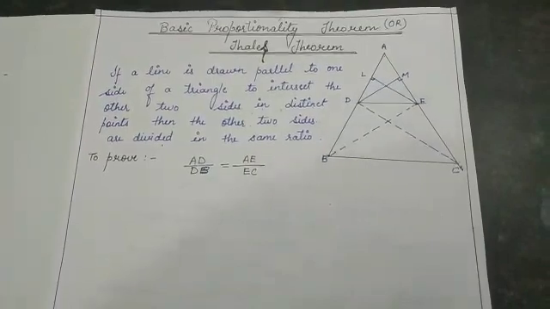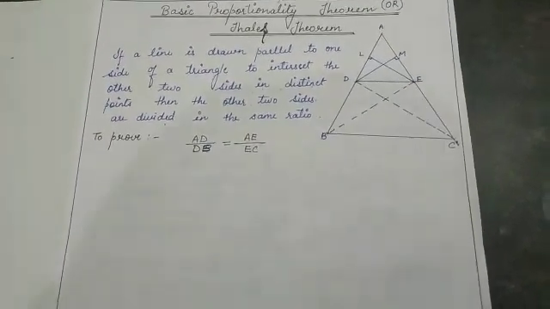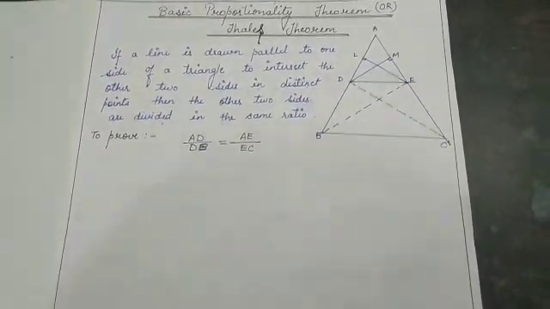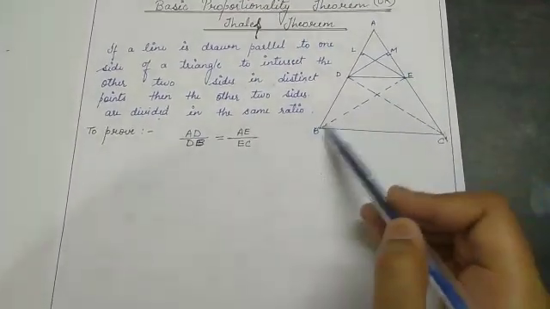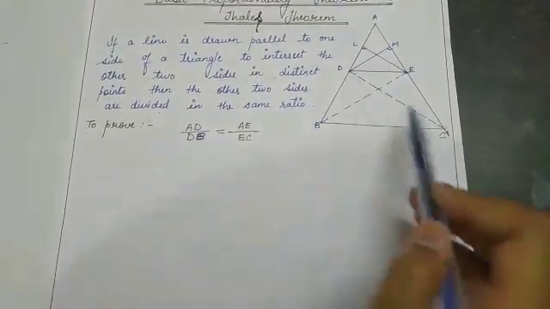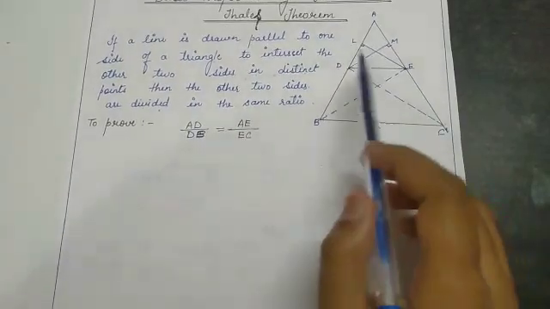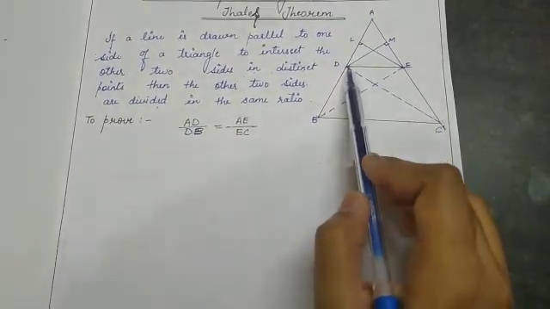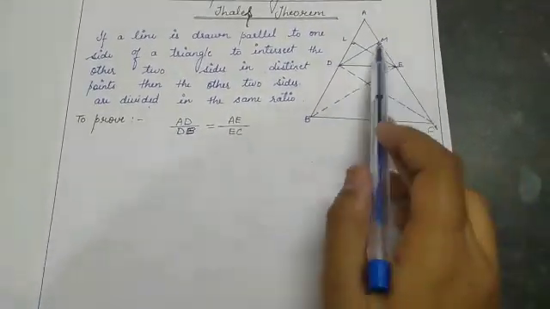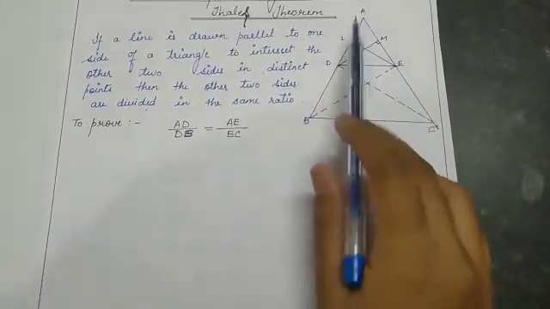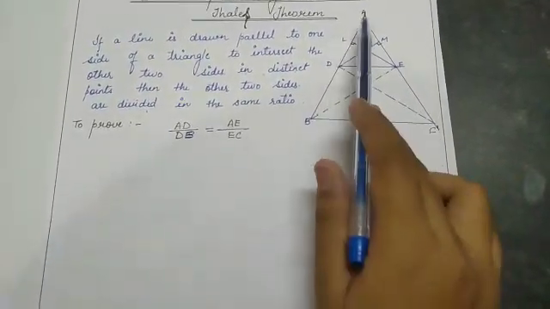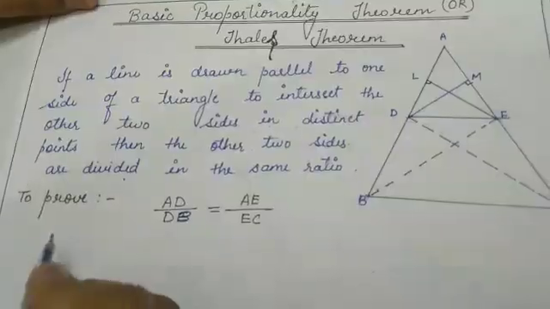Now we have to prove the theorem. First of all, we have to construct the lines BE and CD, and two perpendicular lines, DM and EL, on the sides AC and AB.